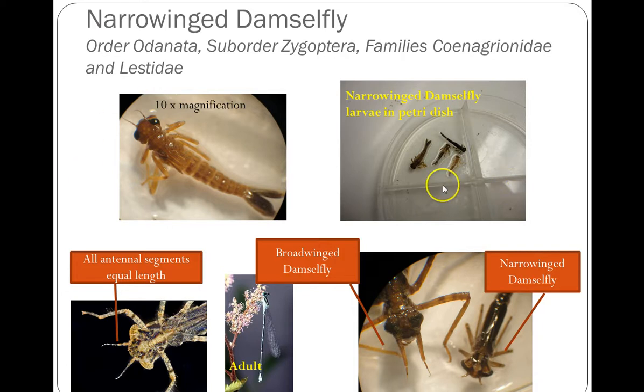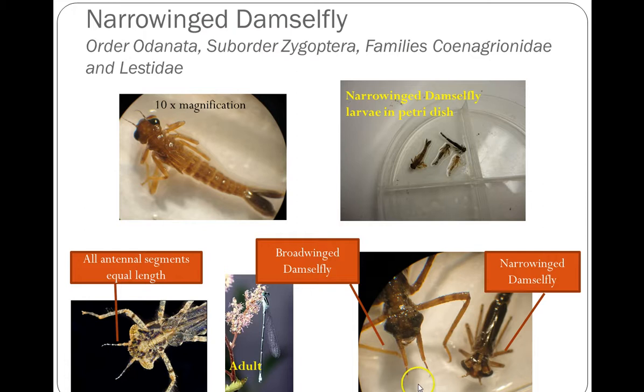This is what the narrow-winged damselflies look like in a petri dish. As you can tell, they're a little bit shorter and broader than the broad-winged. If we look a little bit closer, we see that shortened body and the feather-like gills on the end. But what's really going to set it apart from the broad-winged damselfly is its antenna segments. Its antenna may be a little shorter, but all the segments are the same length, so they don't have that first long segment. They're divided up into equal lengths.